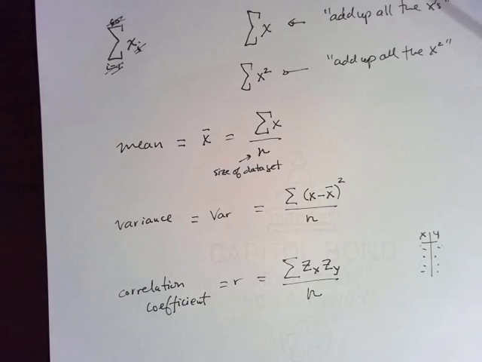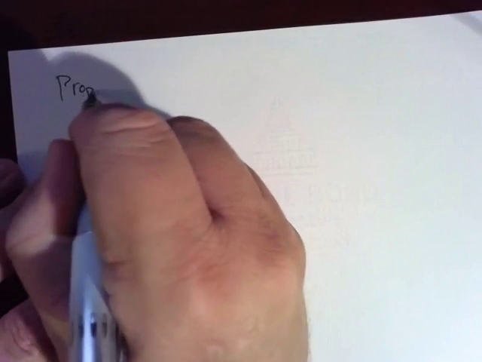There are some properties of summation notation that are going to be important in some of the proofs we're going to be doing. Let me review them briefly here. Properties of summation notation.